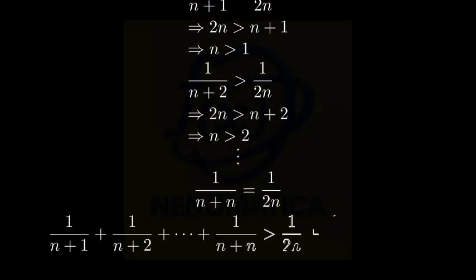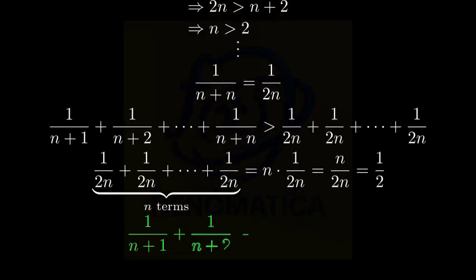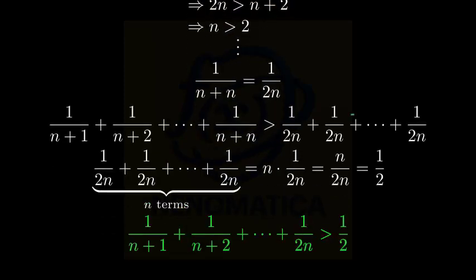On the left side, we have 1 over n plus 1 plus 1 over n plus 2 plus ... plus 1 over 2n. On the right side, we have 1 over 2n plus 1 over 2n plus ... plus 1 over 2n with n terms total. The sum on the right simplifies to n times 1 over 2n, which equals 1/2. Therefore, we've shown that 1 over n plus 1 plus 1 over n plus 2 plus ... plus 1 over 2n is greater than 1/2. This completes our proof of the original inequality.